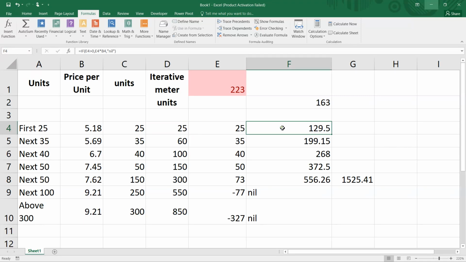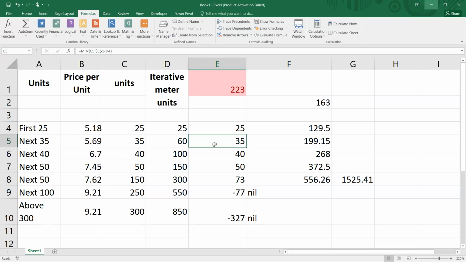What we will be doing is making a multiplication: if E4, this particular cell, is greater than 0, then the billing amount will be E4 into B4, which is the rate. So this is the first slab, 25. 223 minus 25 is greater than 25, so he is moving into the next slab. Now 223 minus D4, which means 60. Why not 25? He has already paid for 25 units. So now he has to pay for 25 plus 35, that means 60 units.